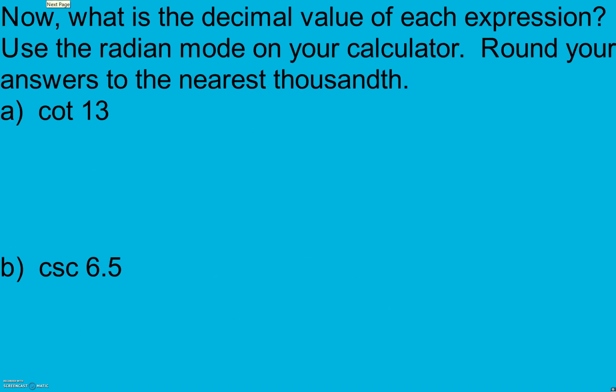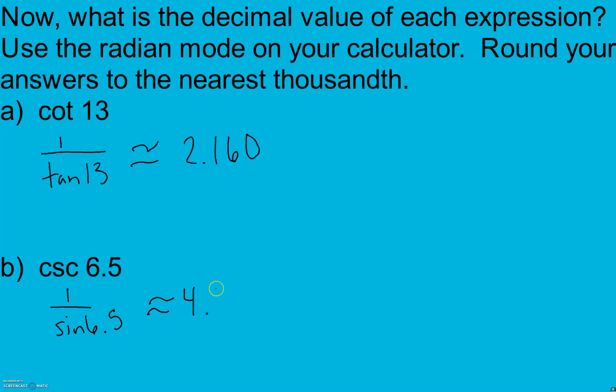Same thing here. Cotangent is 1 over tangent of 13. Again, make sure you're in radians. 1 divided by tangent of 13. It's approximately 2.160. Cosecant is 1 over sine of 6.5. 1 divided by sine 6.5. 4.649.